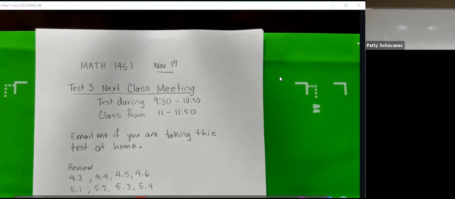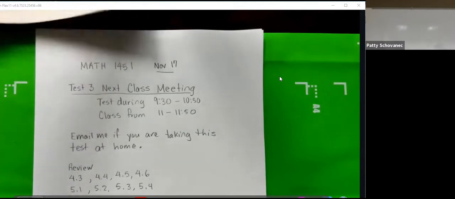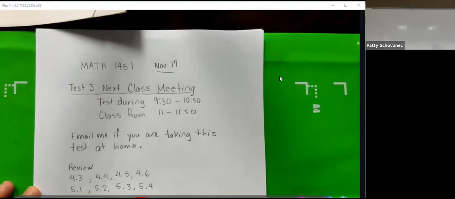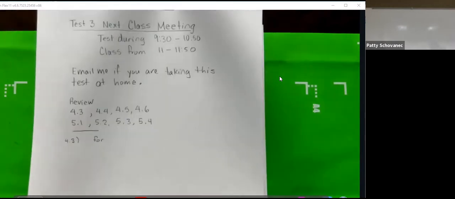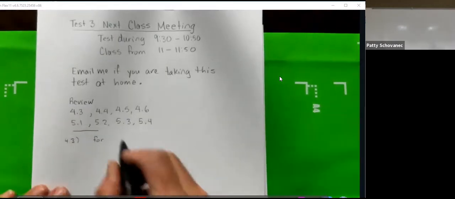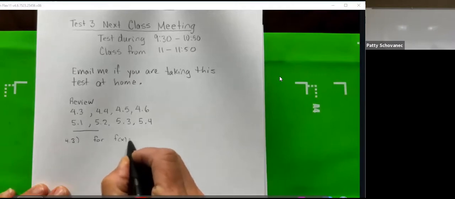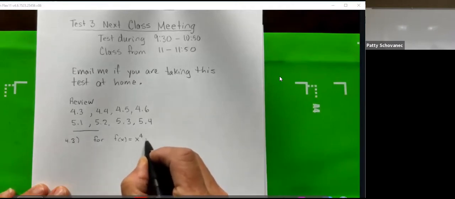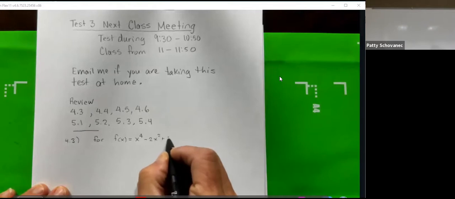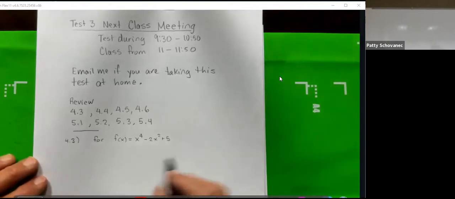And so, see if you can do this one. This is from section 4.3. So for f of x is equal to x to the fourth minus 2x squared plus 5, give me the following.